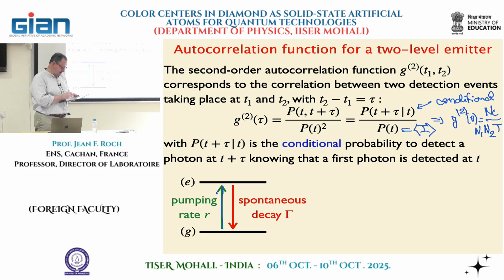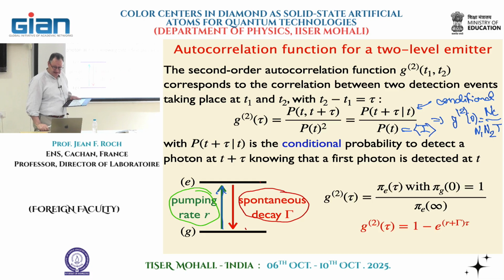I pump the system with this pumping rate R here, okay? And then the system will spontaneously decay from E to G. And of course, if I pump the system very strongly, the system will spend all this time, so I expect to get single photons, but at a very, very high rate. Okay? So basically, now, when you do that, the formula is something like that.